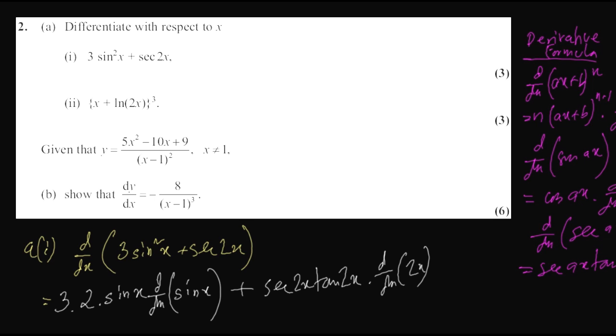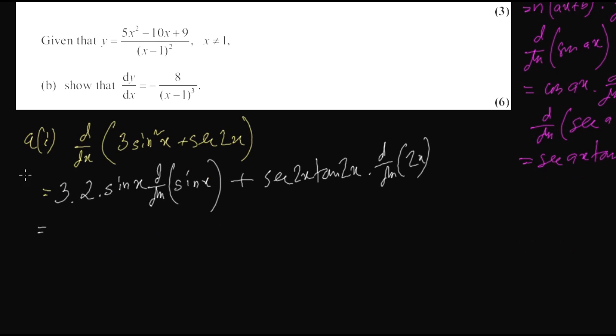So the next line is going to be 3 times 2 sine x. If you differentiate sine x, it is cos x. We also need to know the derivative of sine x, which is cos x, plus sec theta tan theta, and d by dx of 2x is 2. Let me write the 2 here in front. So this is it, you don't have to do anything else, and this is done. This is a1.